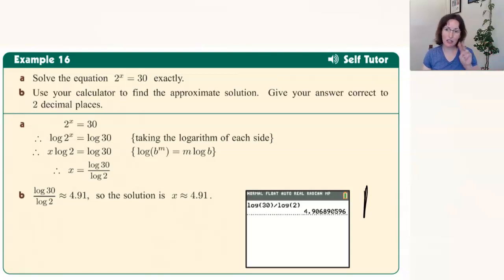Now it said 2 decimal places, so remembering we always have to look at the third decimal place. It's a 6, so it's going to round up, so that 0 becomes a 1, and so our approximate solution is 4.91. You can do the wavy equals, or sometimes another option is equals with a dot top and bottom.